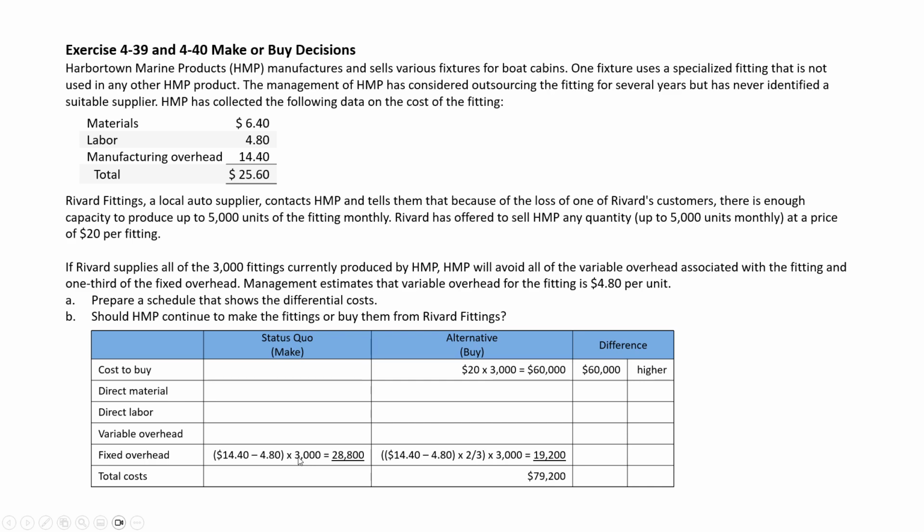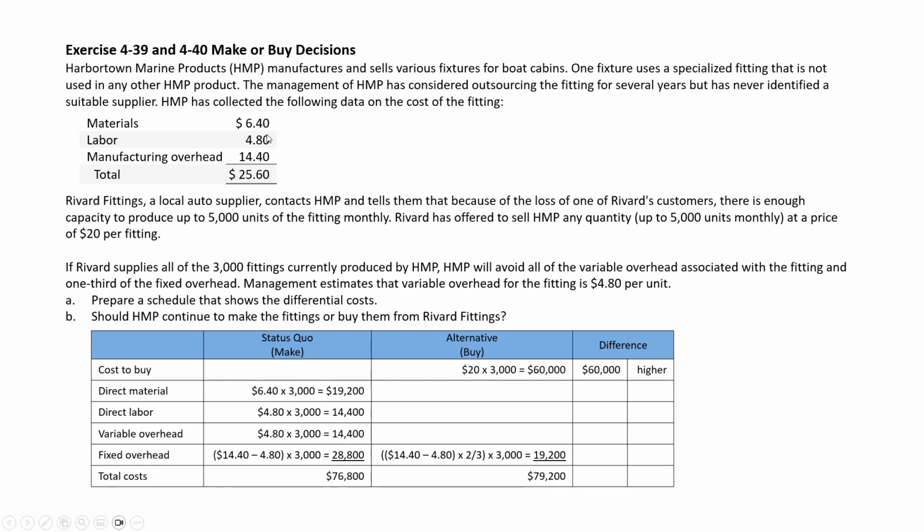Well, let's look at the fixed costs in total if we make it. It's going to be the $14.40 total manufacturing overhead minus the $4.80. Again, that's the variable portion of it, which gives us the fixed cost per unit. I'm not multiplying it times a third or 2/3 because we're talking about continuing to make it. I'm going to multiply it times the number of units, 3,000, for a total fixed overhead of $28,800. Now, I'd pause the video here and make sure you can work through the material, labor, and overhead. Let's go ahead and show these numbers.